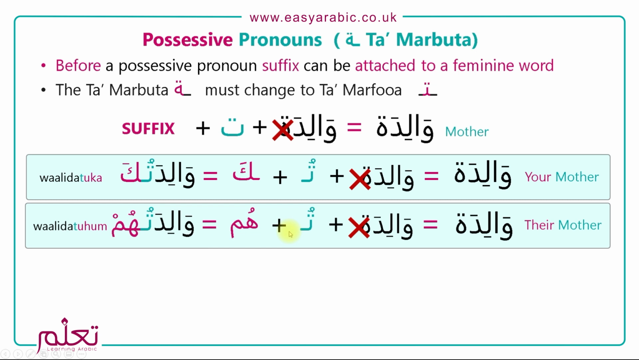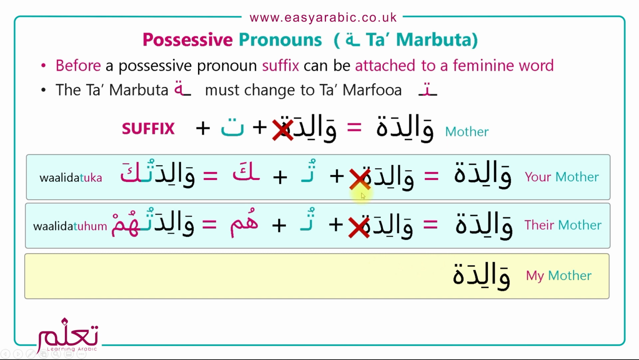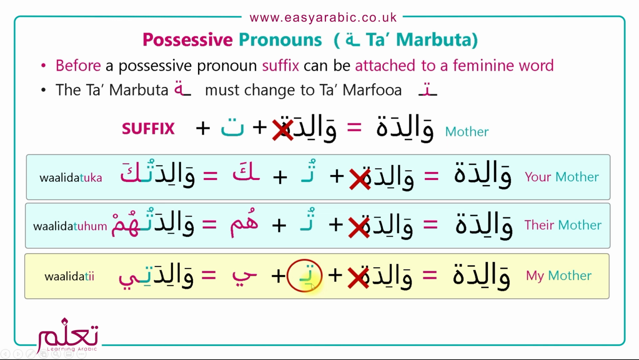Okay. If I was to say my mother, the rule slightly changes here. Not for the fact that we have to remove it, but I'll show you. So here we've got walida, same thing again, we're going to remove this. And then we add ta, but this time with the kasra. And the reason for that is because the suffix for my is ya. So here it becomes walidati. Now, why is it a kasra? The reason is because the ya requires the kasra. So here, if we said walidatu, it'd be difficult to pronounce, but also it's wrong. So here it'll be walidati.